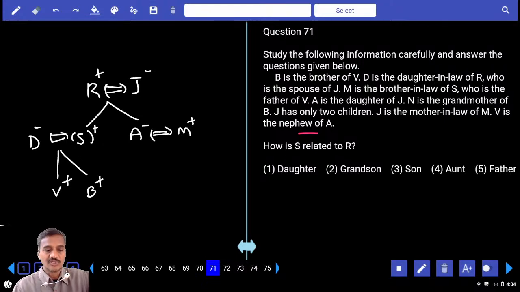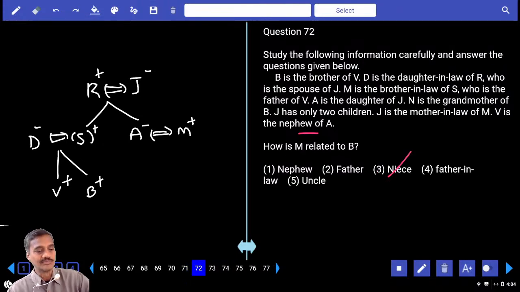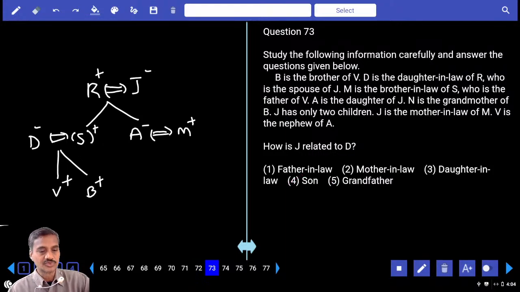Then how is S related to R? R's son, that is choice 3, question number 71. The next one, 72. How is M related to B? Then B is the aunt's husband. Aunt's husband is uncle, choice 5. And how is J related to D? J related to D is husband's mother. Husband's mother is mother-in-law, choice 2, question number 73.